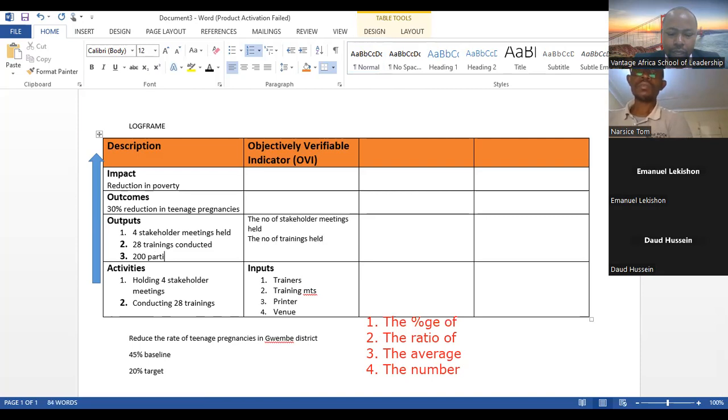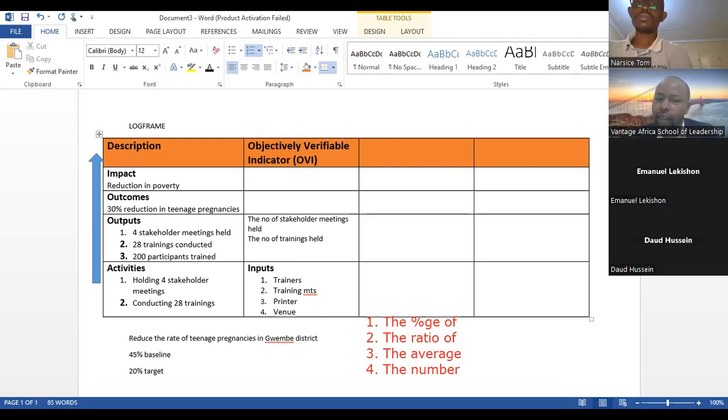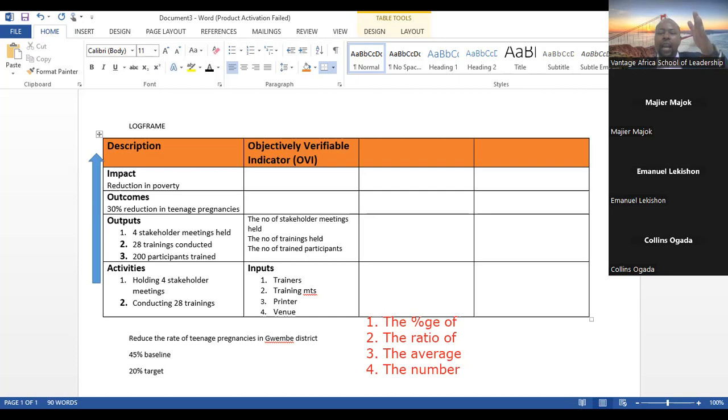Now, supposing we had another output here, which was reading like 200 participants trained. What would be the indicator? The number of trained participants. Very good. Or we can say the number of people trained. So you're able to see the difference between an output and an output indicator. That's the difference.